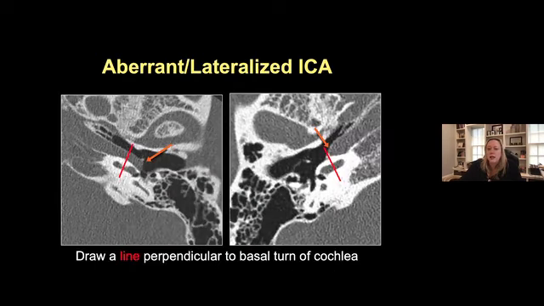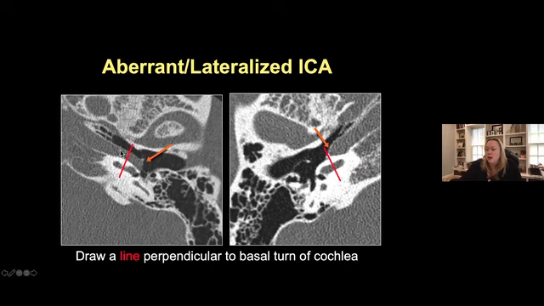So how do we identify an anomalous course of the carotid in the temporal bone? Well, I go to the axial images to the level of the basal turn of the cochlea. This is the inferiormost aspect of the cochlea. So I'm going from bottom up, and I find this biggest turn. It's called the basal turn of the cochlea. And then at that level, I draw a line perpendicular to the basal turn of the cochlea.